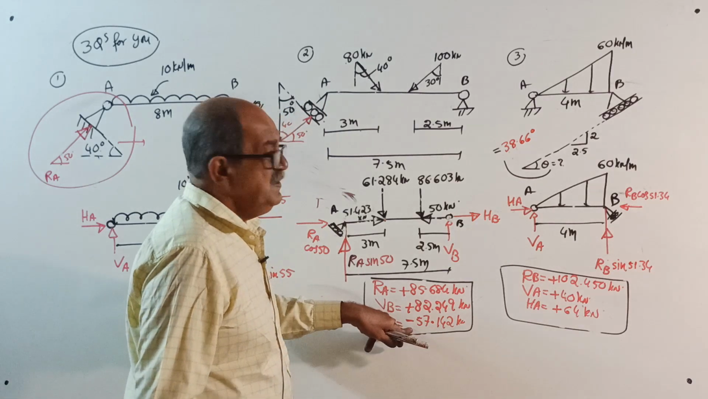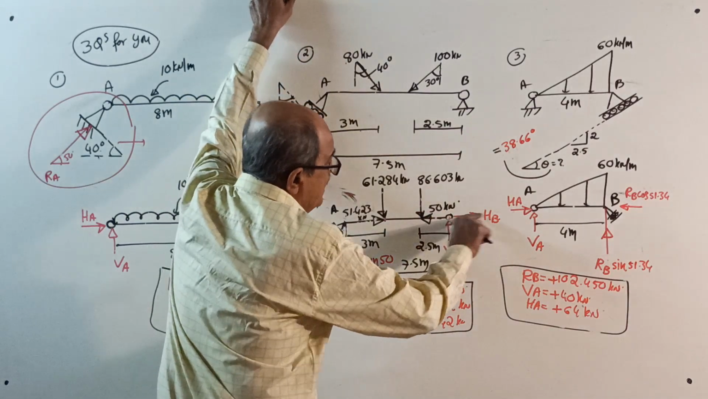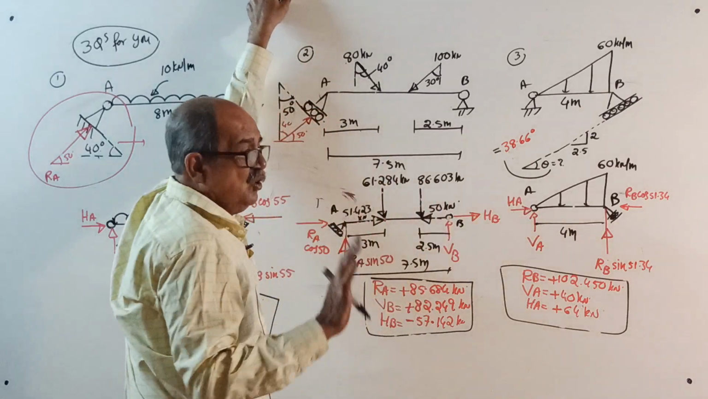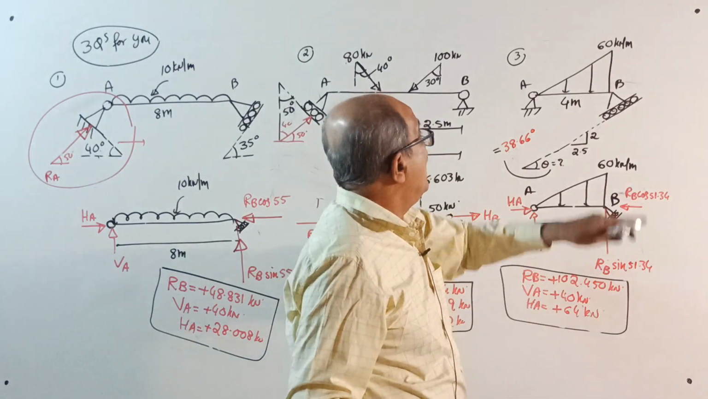See here, HB comes negative. Therefore, the final reaction HB is not to the right side. When you enter the final answer, take HB to the left side. Over. In this question, a uniformly varying load is given. It already came earlier.